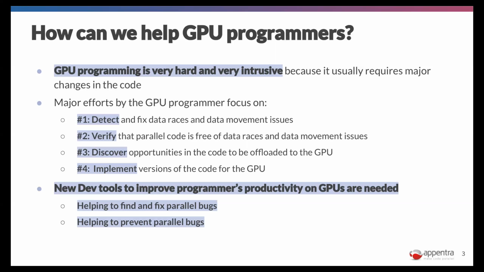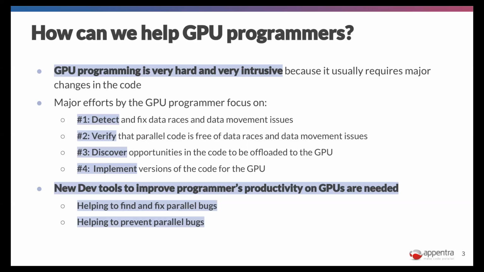So clearly, there is agreement in our community that new development tools are needed to improve programmers' productivity in general, and particularly for GPUs, as they promise huge computational power. They need help in finding and fixing parallel bugs, both data races and data movement issues, and helping also to prevent parallel bugs. If we can help developers write the code in such a manner that they minimize the probability of a parallel bug appearing, they can save a lot of time and many, many dollars at the end of the day for the company or the organization they are working for.